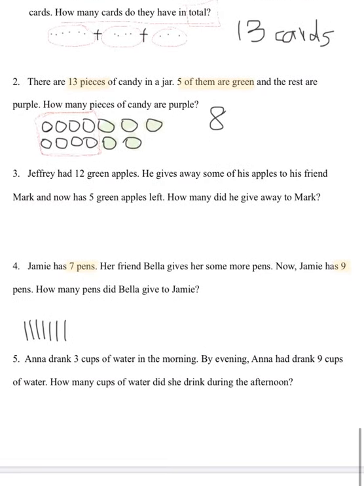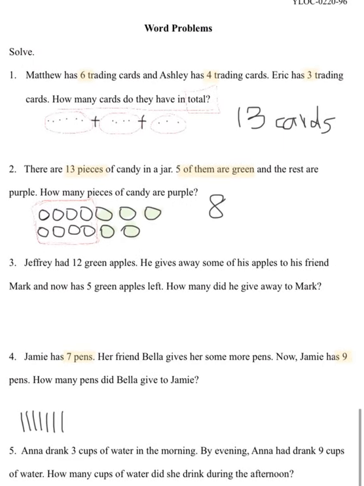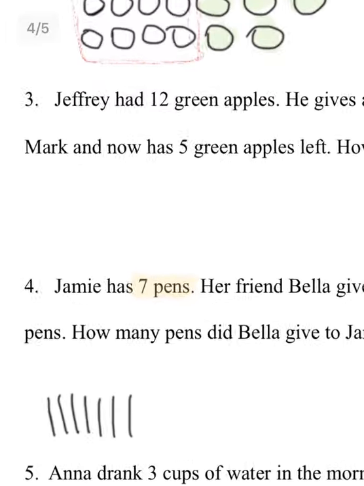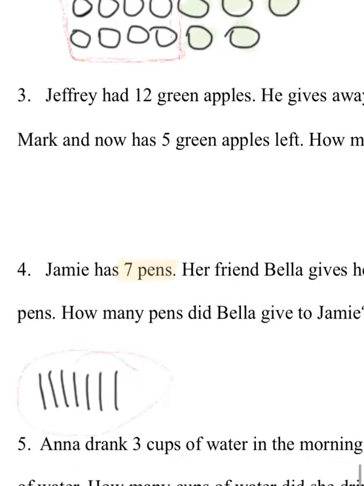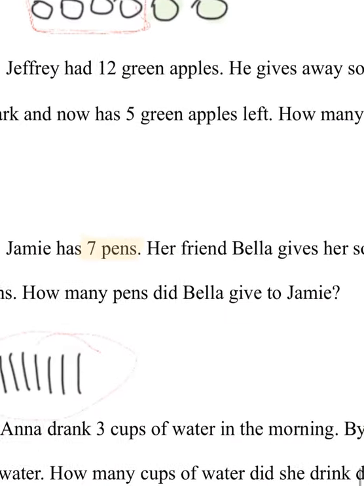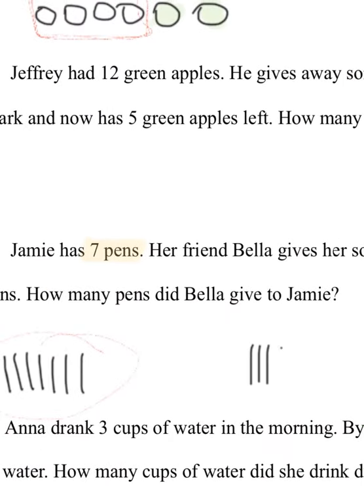Okay, now let's try the last question. So Jamie has 7 pens, and Bella gives her some more pens. Now Jamie has 9 pens. How many did Bella give to Jamie? So she had 7 at first, and then Bella gave her some. And then now she has 9.